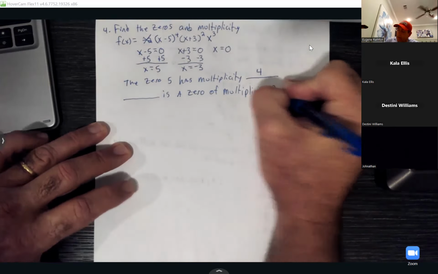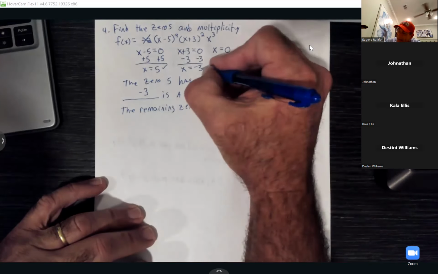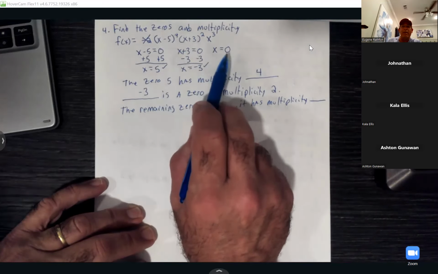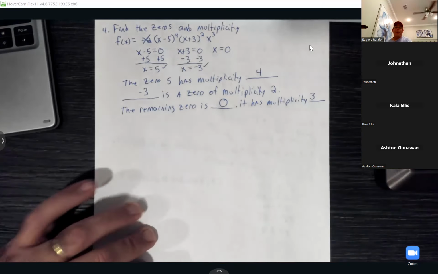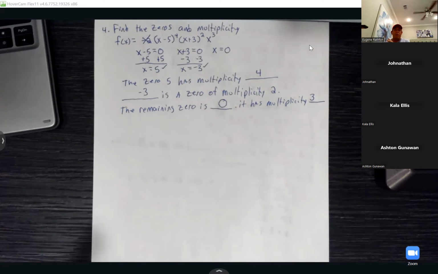Then it says the remaining 0 is blank. It has multiplicity blank. All right, also what y'all putting in there? The remaining 0 is? Well, remember, y'all got the 5 already here. We took care of that one. We got the -3 here. So the last 0 is the 0, and it had a multiplicity of 3. There you go. Okay, so you solve the factors for the zeros, and then you're just looking at those exponents up there for those multiplicities, okay?